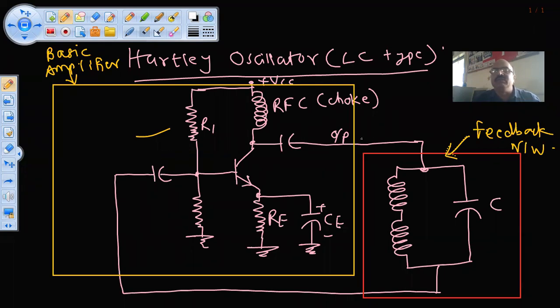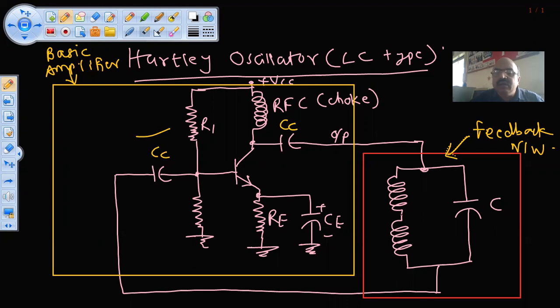This is the output of the basic amplifier. We are giving it to the feedback network. The output of the feedback network is given as the input to the basic amplifier. So these are the coupling capacitors, CC. Okay, so this is the basic circuit diagram of the Hartley oscillator.